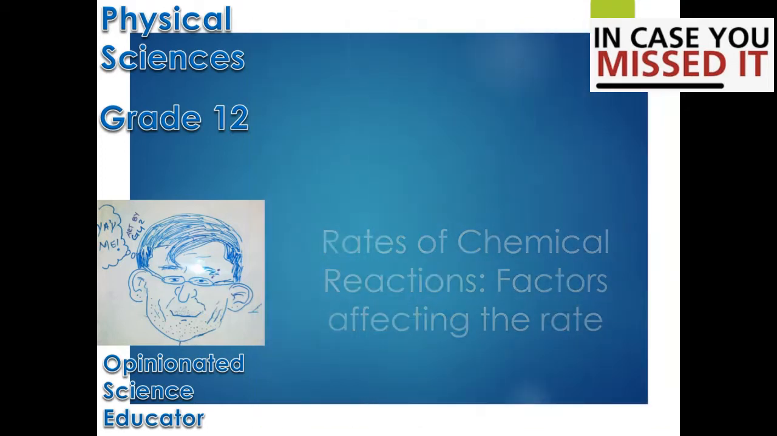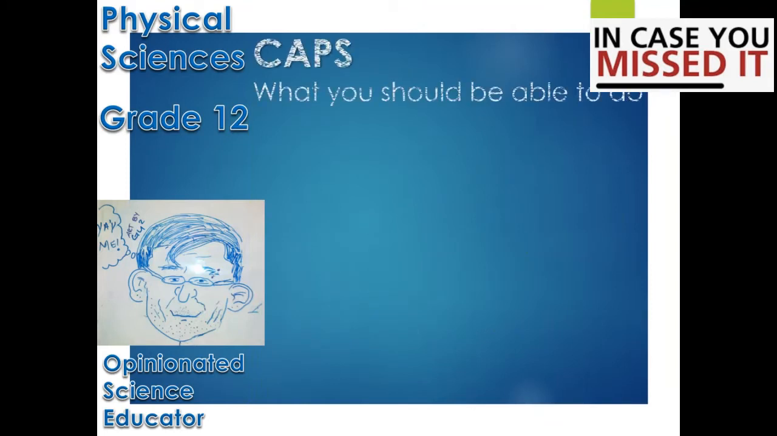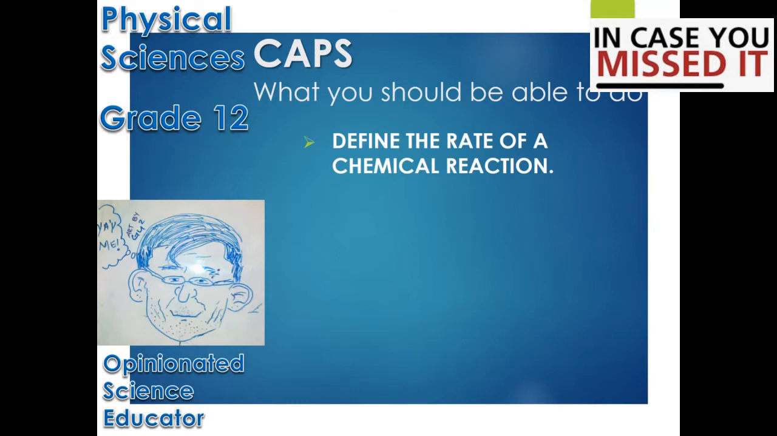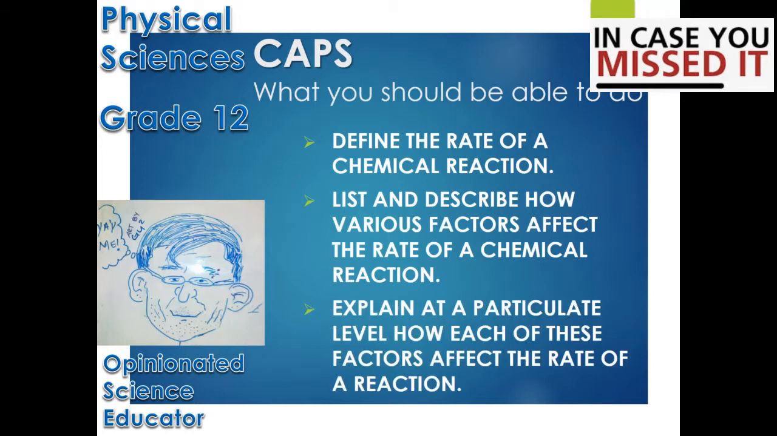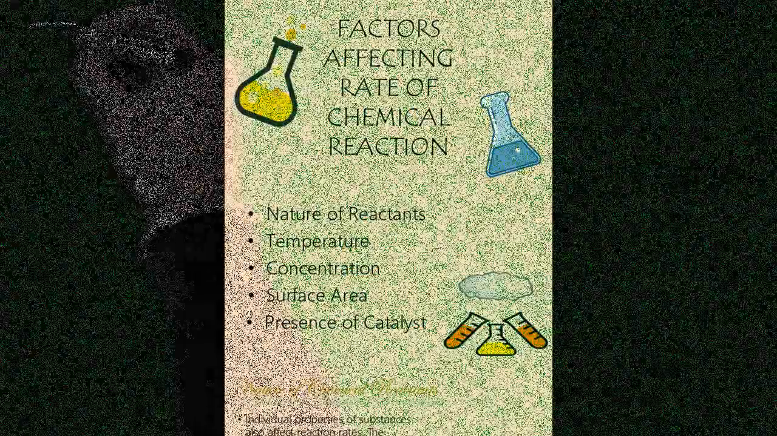From CAPS you should be able to do the following. Number 1, define the rate of a chemical reaction. Number 2, list and describe how various factors affect the rate of a chemical reaction and explain at a particulate level how each of these factors affect the rate of the reaction.